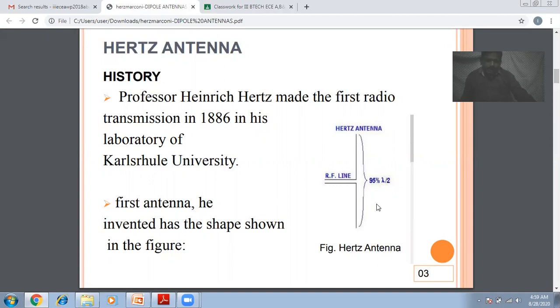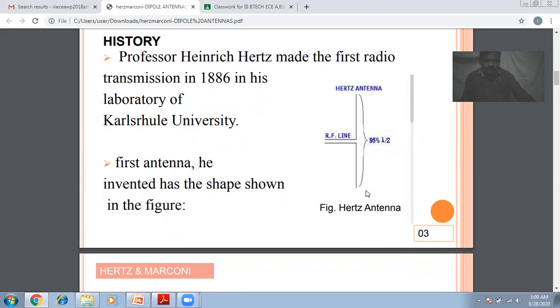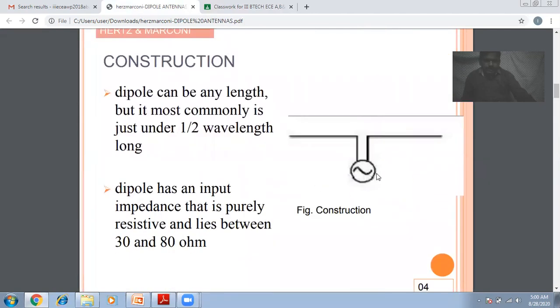Physically, it is only 95% of lambda by 2. Some 5% is less than lambda by 2 physically. But generally we will say that it is a half wavelength line from this end to this end. This is the construction of this half-wave dipole antenna.